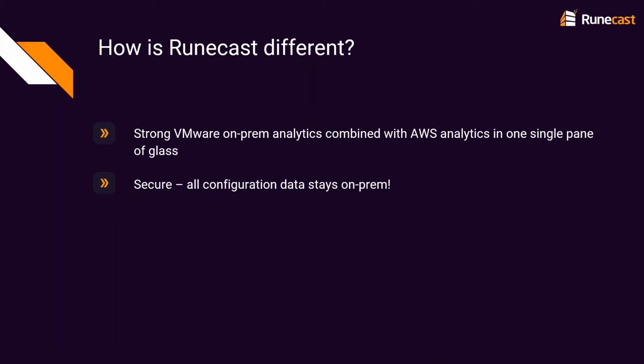Sometimes we get the question, how is Runecast different when it compares to other products that are doing analysis for your public clouds? Well, one of the biggest differentiators is that we have a strong history of very strong VMware on-prem analytics, and now we're combining that with the AWS analytics, as opposed to other products out there that are focusing just on public clouds and barely scratching the surface on VMware on-prem. And the second point that is worth mentioning is that all of this is really secure because everything is contained within the Runecast Analyzer appliance.